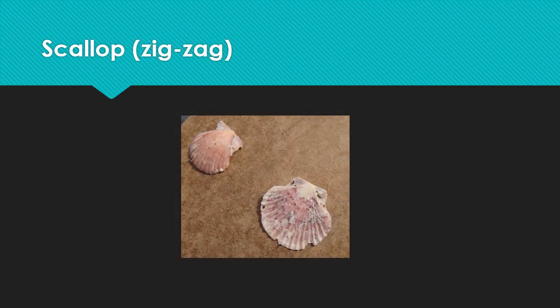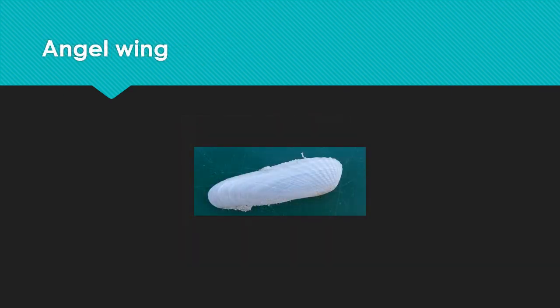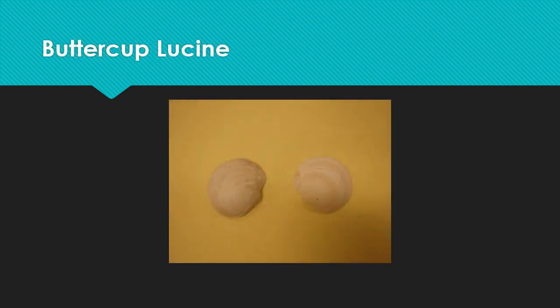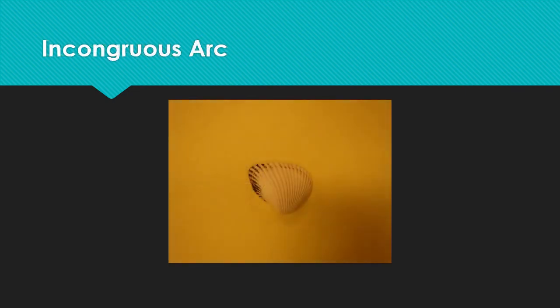A rare find is the flat zigzag scallop. They also live a little deeper, but they're often found washed ashore. The angel wing is another bivalve that is found on our beaches. The buttercup lucine is also found on our beaches. The incongruous ark is a common bivalve that we find as well.